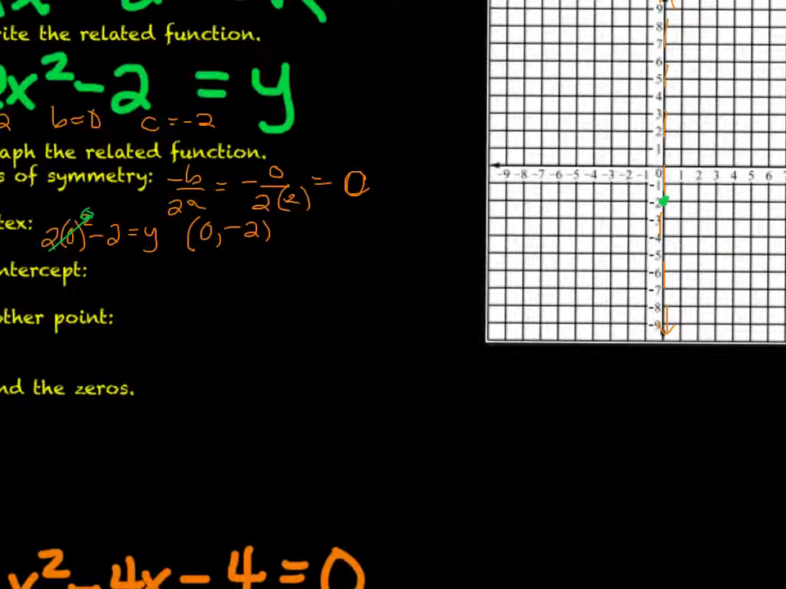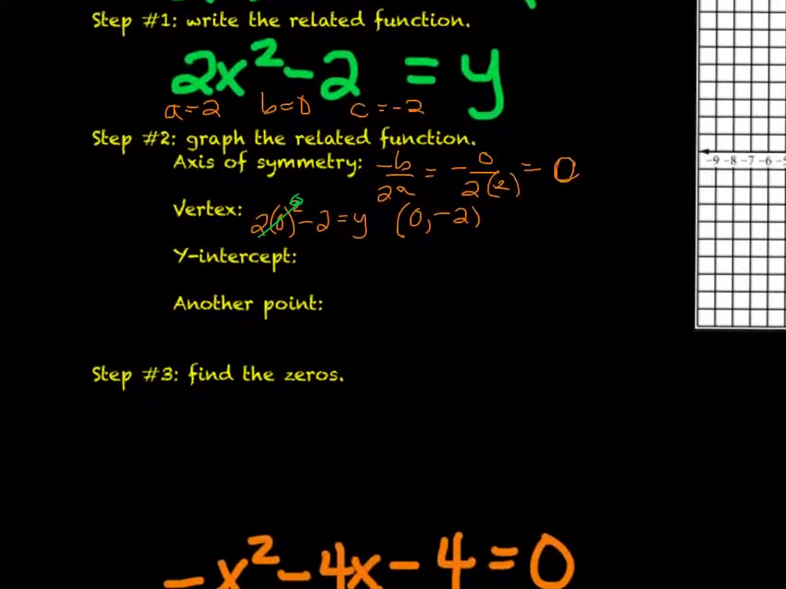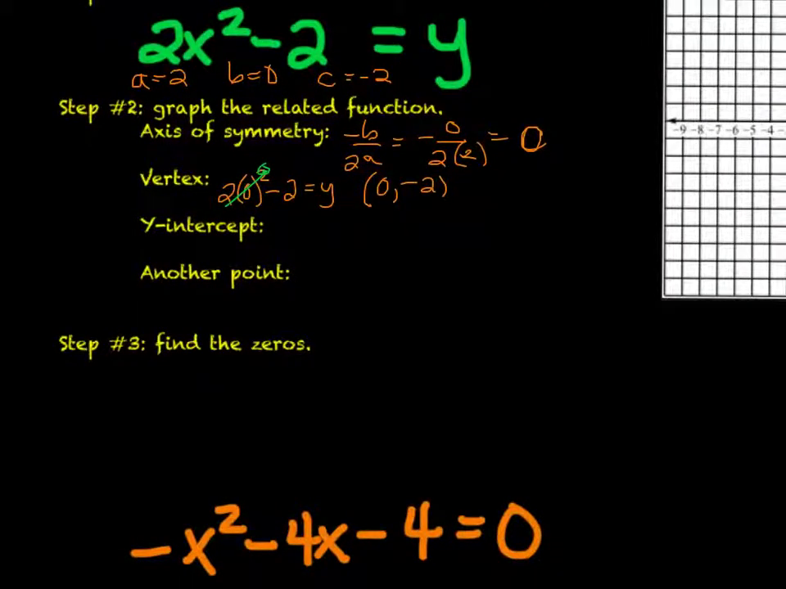So that's kind of cool. We have our vertex graphed and our axis of symmetry. The last little bit, we need to find the y-intercept, which is our vertex. We don't need to find that. Now we need to find a couple more points. So let's pick one side of our axis of symmetry.